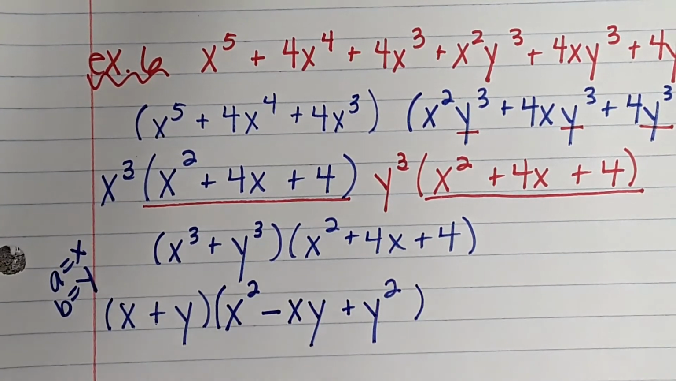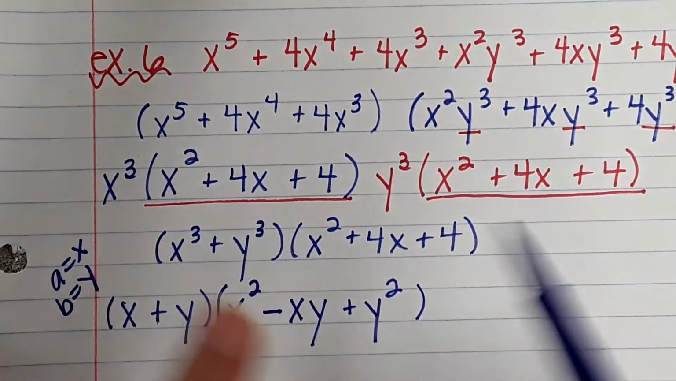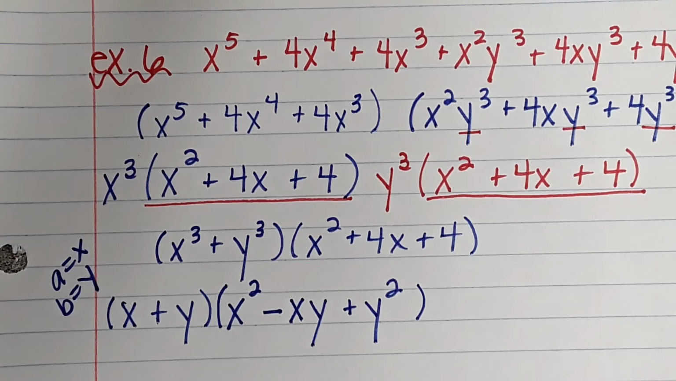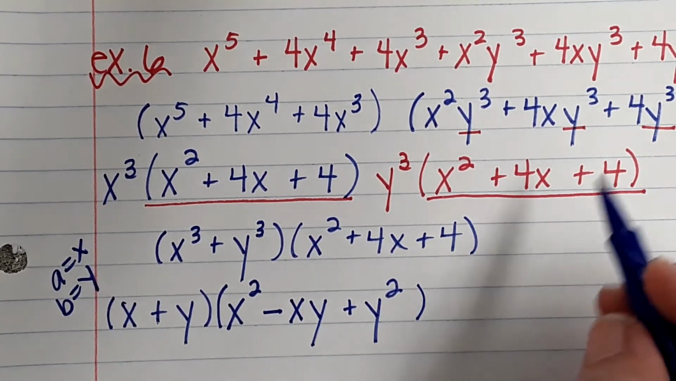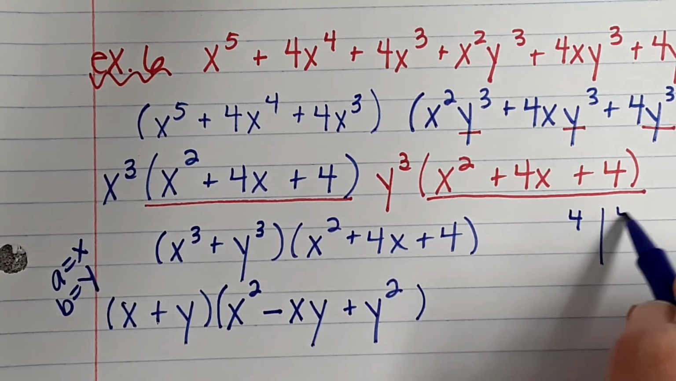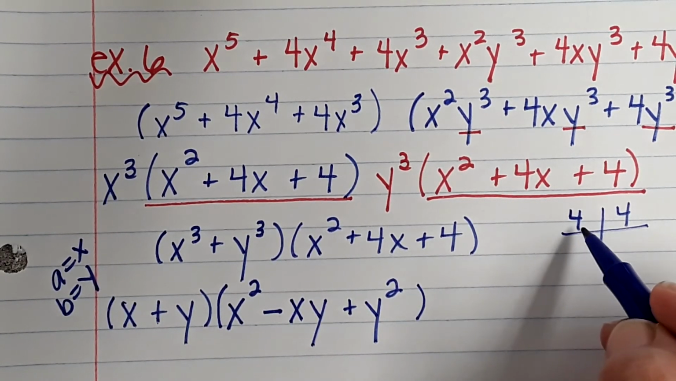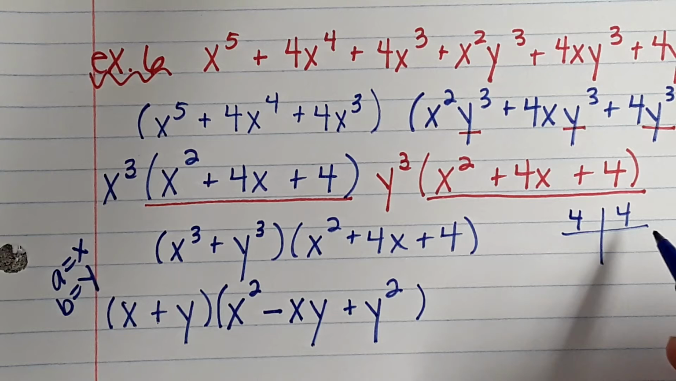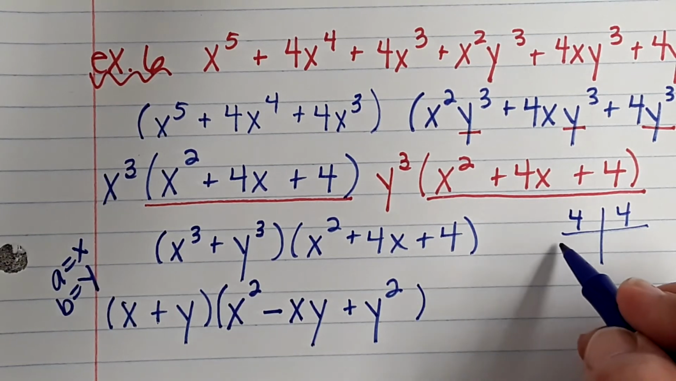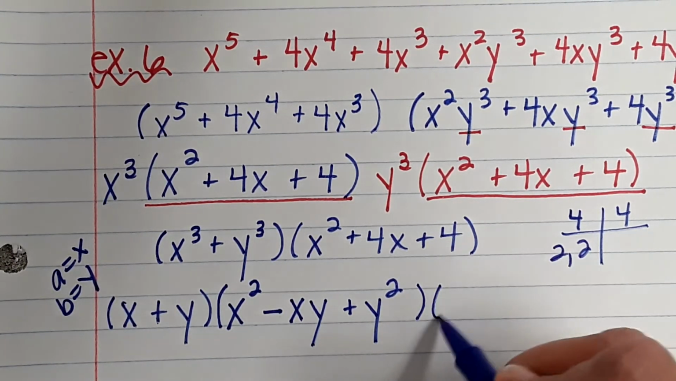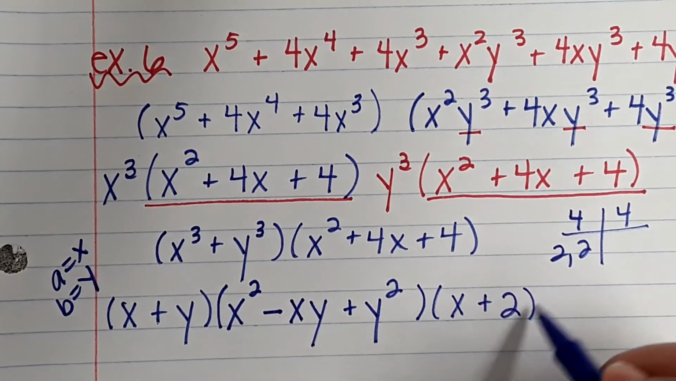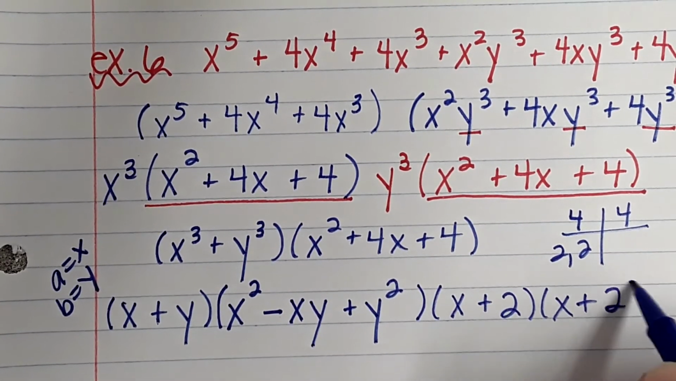So we factored the x cubed plus y cubed. That's this part. Now, can we factor x squared plus 4x plus 4? Are there two numbers you can multiply to get 4 that when you add them you get 4? What are two numbers you can multiply to get 4, but when you add them you get 4? 2 and 2, right? So x plus 2 times x plus 2.